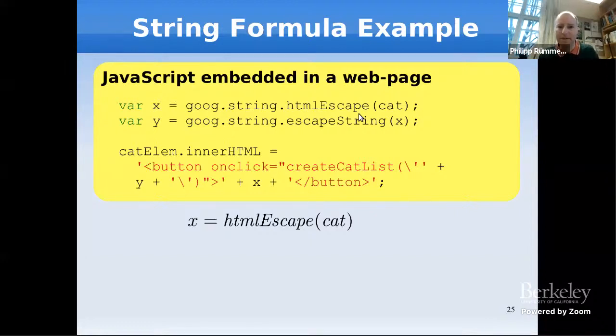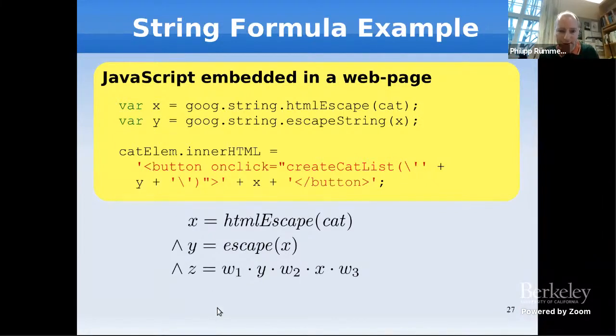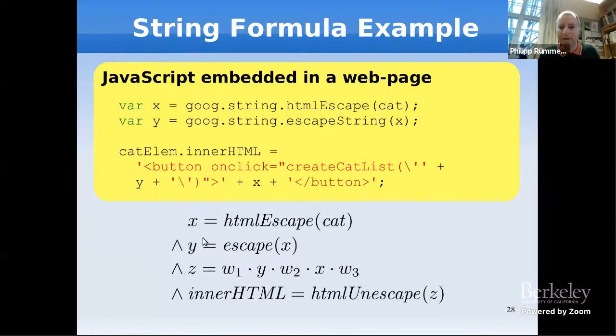So the HTML escape operation, for instance, could be seen as a function that a constraint solver has to understand. Similarly, the JavaScript escape would be another function. Then we have this concatenation of different strings on the right-hand side. And so this could be seen as the concatenation of 5 different strings. W1, W2, and W3 are concrete strings. And the right-hand side also contains Y and X, which were constructed in the equations above. Then we have the HTML unescape that is happening implicitly.